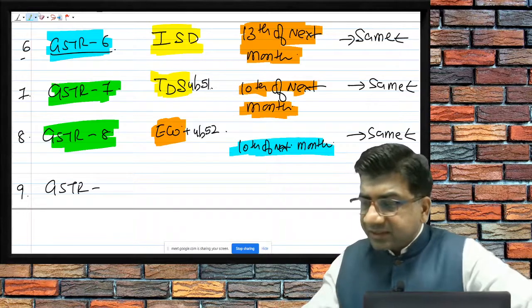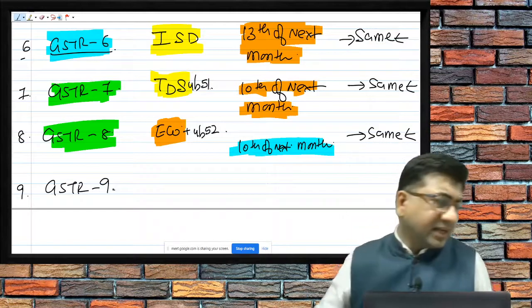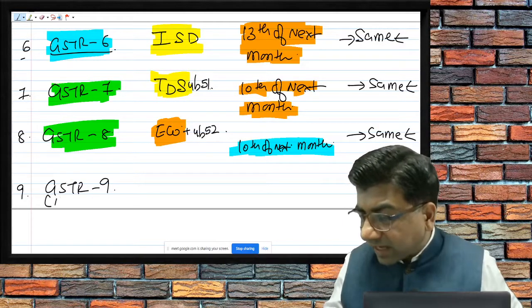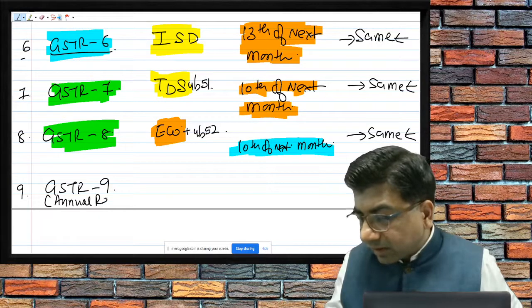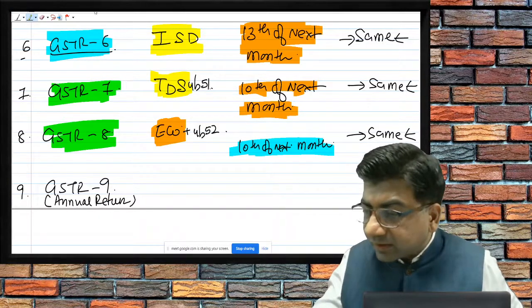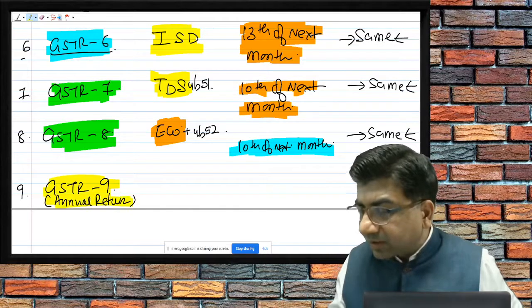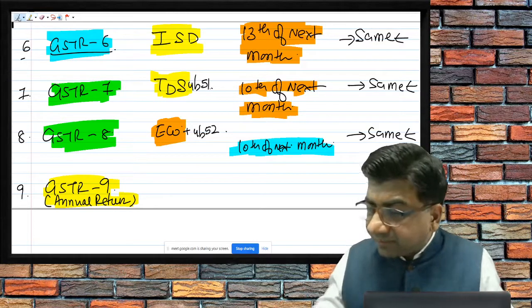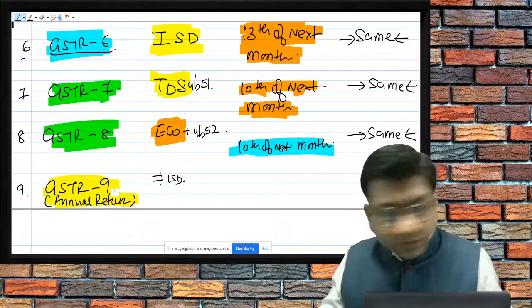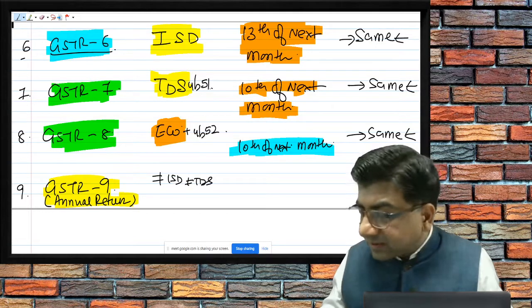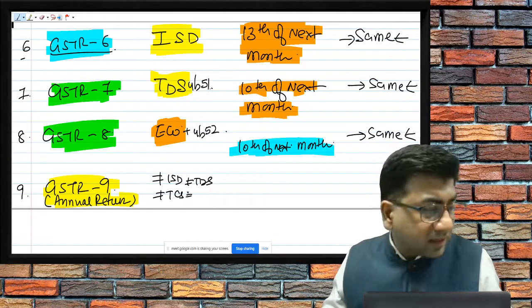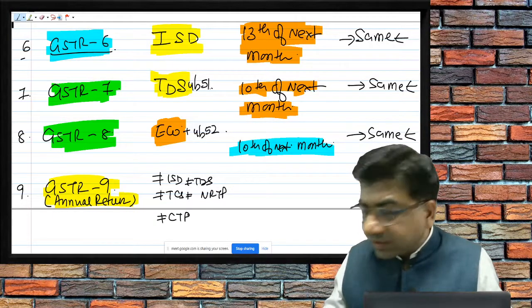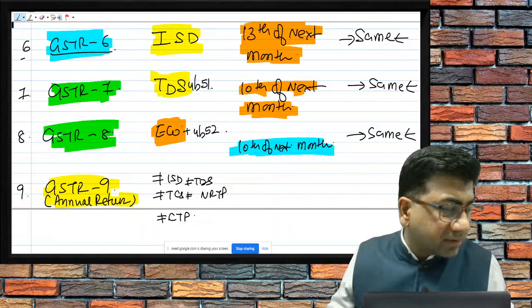Yes, next is GSTR 9, that is your annual return. We call this the annual return. Yes, my dear friends, this is your annual return. And who is not required to file GSTR 9? Other than ISD, other than TDS, other than TCS, other than NRTP, other than CTP, casual taxable person.